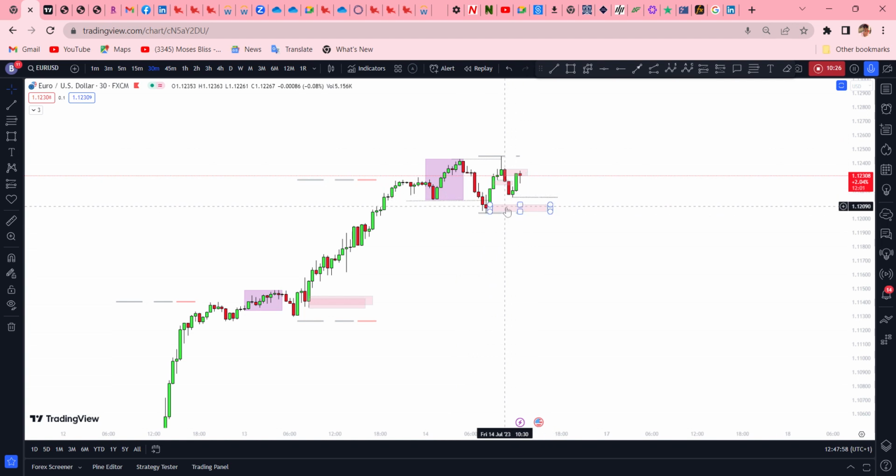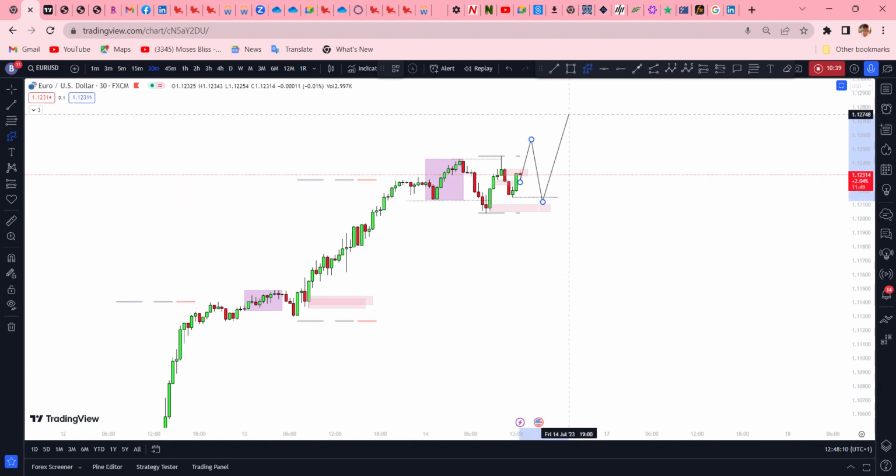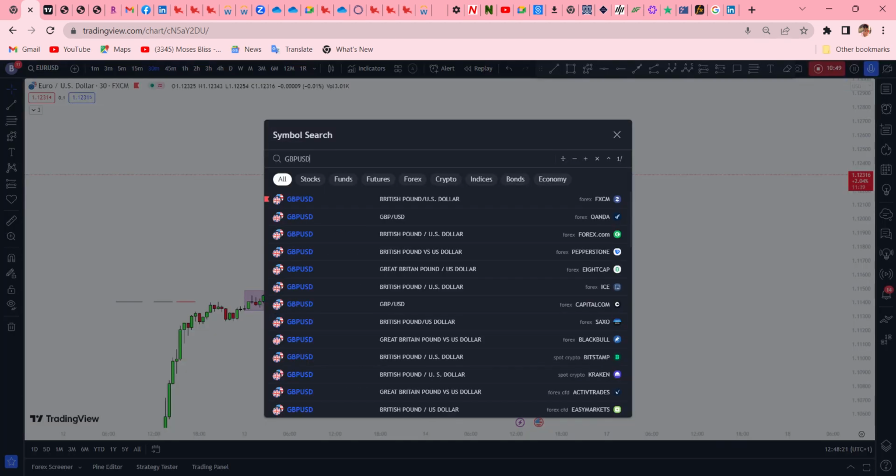So if this comes back to this, it can actually break structure and still head back. So something like this: head up, break this structure, come back to this point, then break the next structure. This might be what I'll be looking for to see the market play out, on the 30 minutes time frame from GBP USD. Let's see.